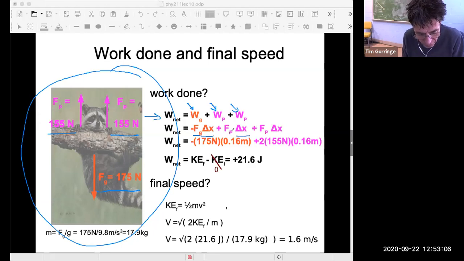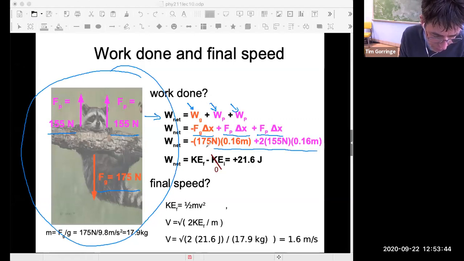Then I've got two more forces, the two paws of the raccoon pulling up. The work they do is the size of their force times the size of the displacement times the cosine of the angle between the force vector and the displacement vector. The force vector and the displacement vector are both upwards, so there are 0 degrees between them, and it's just force times distance. The cosine of 0 degrees is 1.